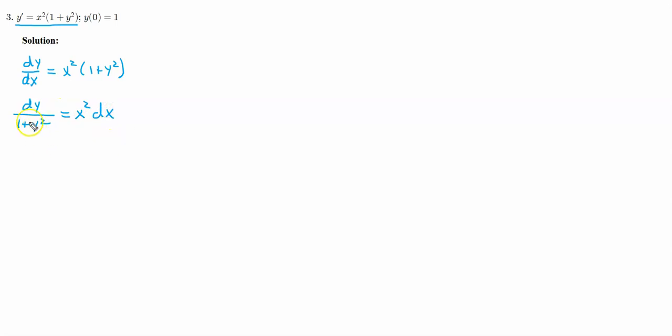And there we go. Now you see that the variables are separated. We have the y's and the dy's on the left, x's and the dx on the right. Now we can integrate each side. Remember, the antiderivative of 1 over 1 plus y squared is the arctangent of y. So the left-hand side here becomes this, and the antiderivative of the right-hand side is this.